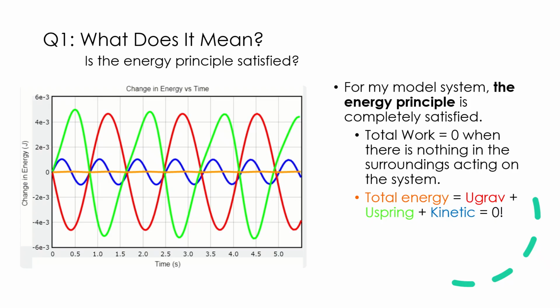What does it mean? Is the energy principle satisfied? Yes, within measurement and numerical limits, total energy is approximately conserved. Gravity and an ideal spring are conservative, so they only exchange energy internally. Any slow decline in total energy suggests a small damping force. Adding Fd equals negative b v in the code would reproduce the observed amplitude decay.